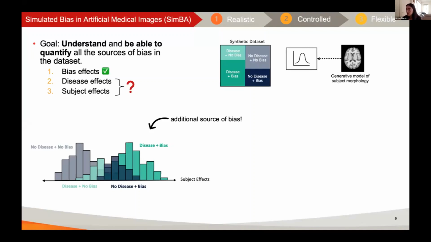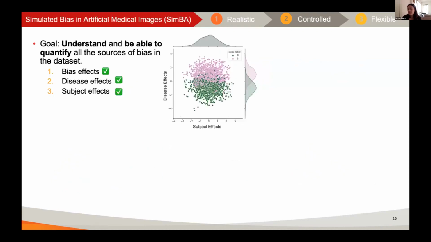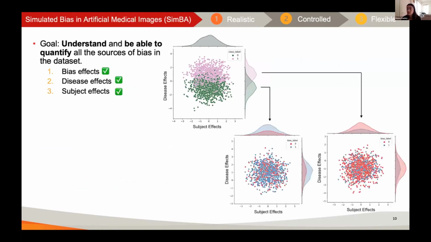So to control for this, we stratify the effect magnitudes for each bias group and disease class such that they come from similar distributions. So in practice, it looks something like this, where each disease class has the same underlying distribution of subject effects. And then within each class, the bias groups have similar underlying distributions of subject and disease effects. So with this stratification in the CNNs that we tested, we end up mitigating any additional bias introduced by these distributions just down to about a 1% difference in true and false positive rate disparities.